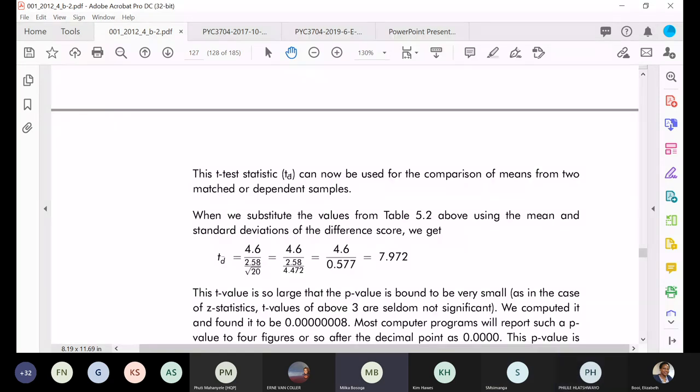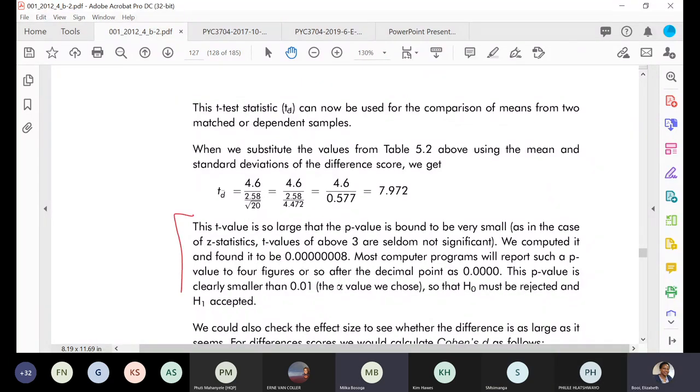Can I ask, how are you getting this page? Are you searching them on the computer or have you been through them? This t-value is larger than the p-value is bound to be. There we go. Thank you. You see, we need people who can search PDFs. There, please, you go.